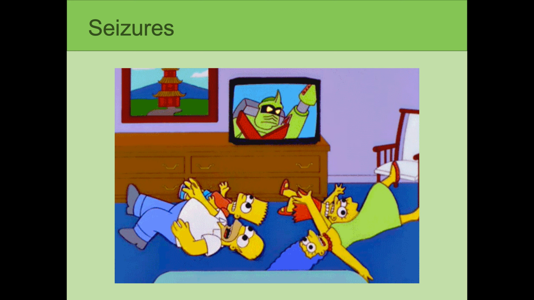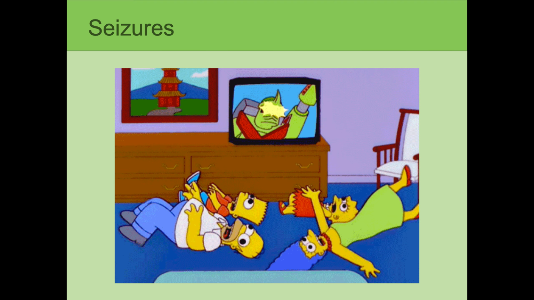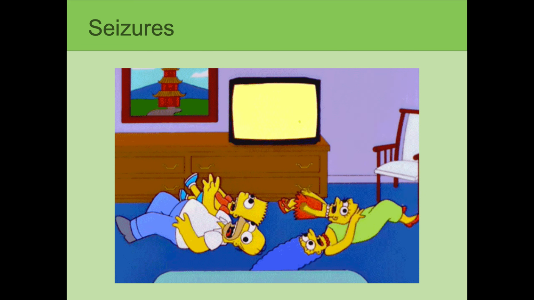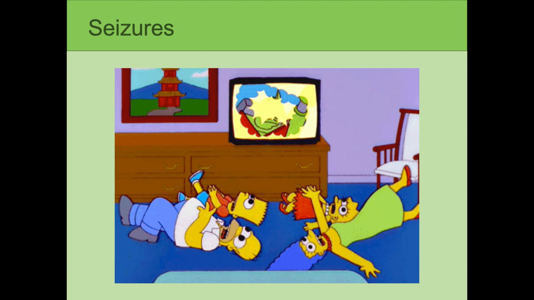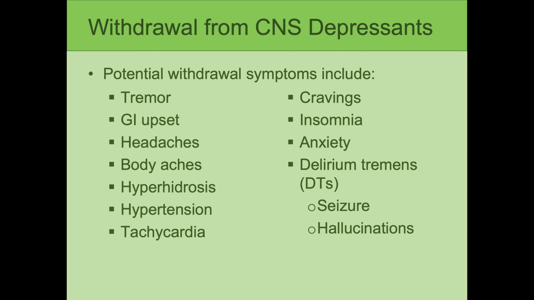Seizures are the main thing that we're worried about here. When there are so many excitatory neurotransmitters active in the system, seizures can be one of the biggest things that we're worried about in a detox situation or in a withdrawal situation. And this is part of the reason that individuals who are withdrawing from CNS depressants are almost always going to require some type of hospitalization. They need a higher level of care. You again are really, really going to need to stress this with patients that are trying to detox.